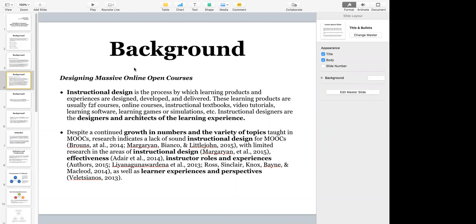Given that these MOOCs are really growing in numbers and the variety of topics available, we really saw a lot of the hard sciences not really thinking about how to design these instructions. They would just kind of dump material into the online discussion forum or into files, and the students would have to figure it out on their own how to learn this material.